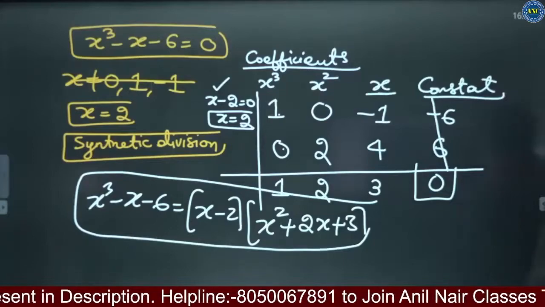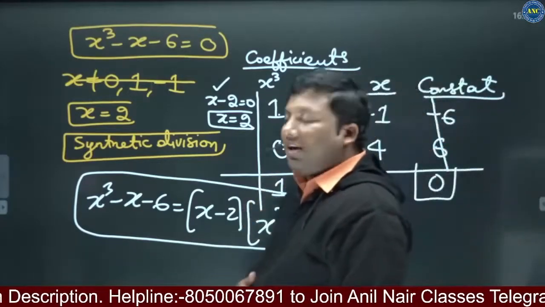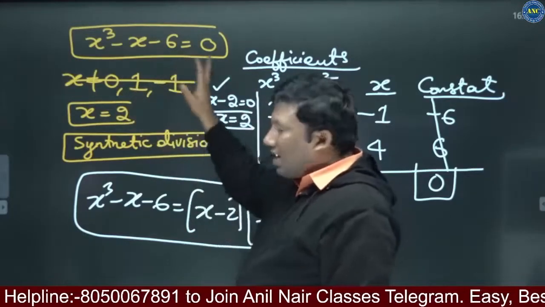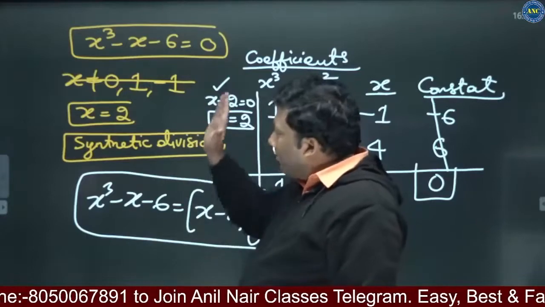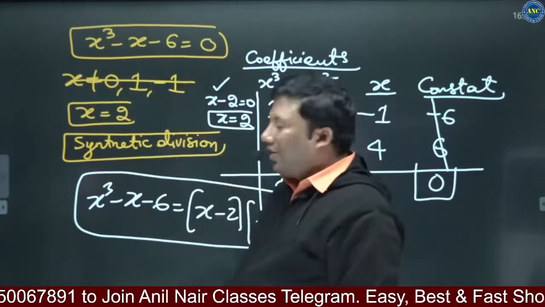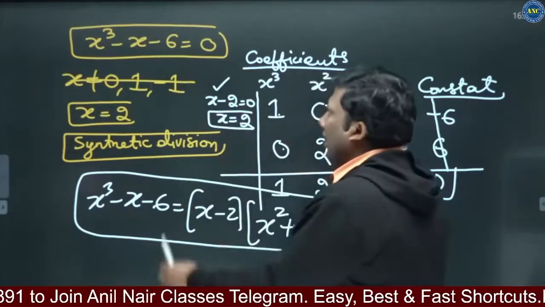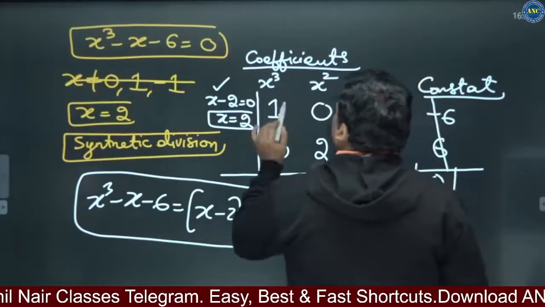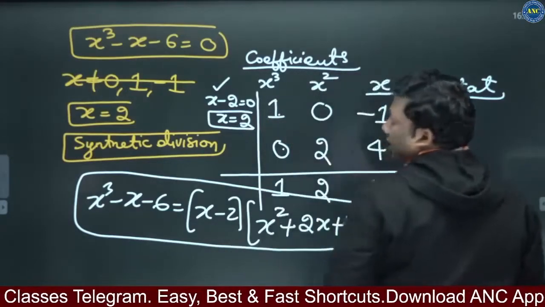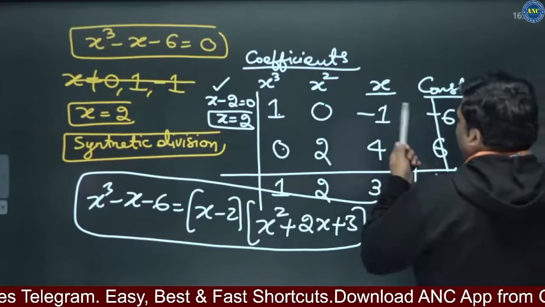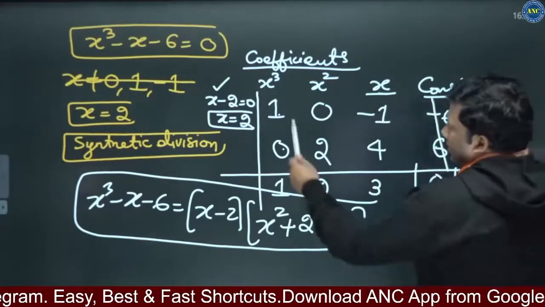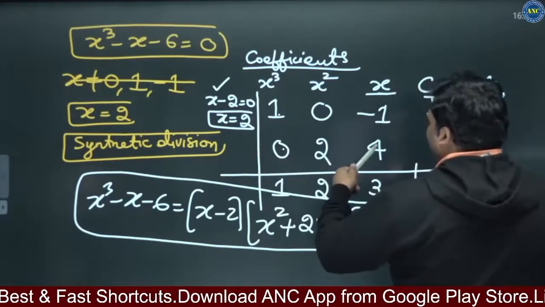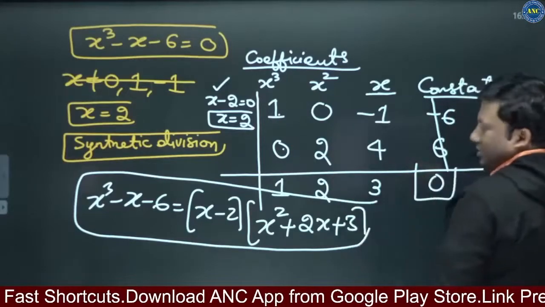So how did I write the cubic equation? As a product of linear with quadratic. First I substituted x equivalent to 0, not possible because the constant is there. 1 not possible, minus 1 not possible, 2 is satisfying. That means x minus 2 is a factor. Write down the coefficients of the polynomial in serial order: coefficient of x cubed 1, of x squared 0, of x minus 1, constant minus 6. Start with 0. 1 plus 0 is 1, 1 twos are 2, 0 plus 2 is 2, 2 twos are 4, 4 minus 1 is 3, 3 twos are 6.